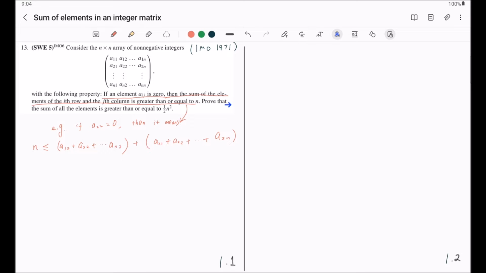With this assumption, prove that the sum of all elements is greater or equal to 1/2 times n squared. So that is the problem. The idea of the proof is the following. It is easy to observe that the sum of all elements will not change if we change the order of rows or order of columns.